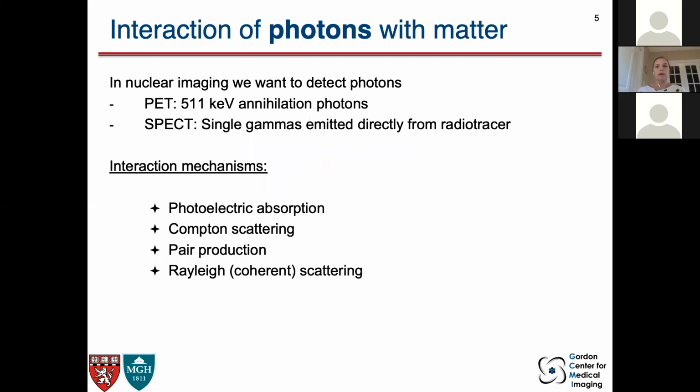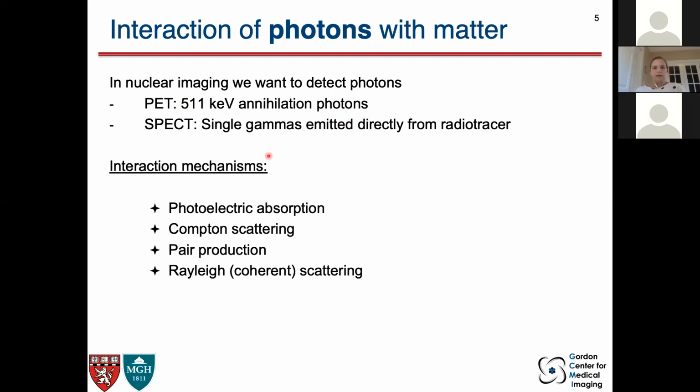So photons are neutral particles, so they are a kind of uncharged radiation. And this is the type of radiation that we want to detect in nuclear imaging applications. So in PET, we want to measure the 511 keV annihilation photons that are generated when the positron emitted in the decay of our tracer annihilates and emits 2 back-to-back 511 keV gamma rays. And in SPECT, we want to measure the single gammas that are emitted directly from the radiotracer, and the energy of these are typically lower compared to the energies that we have in PET.